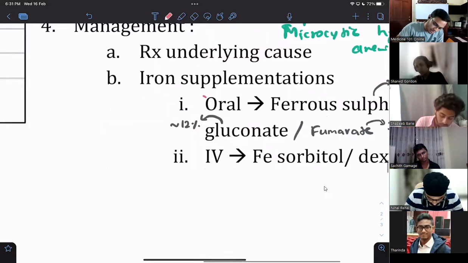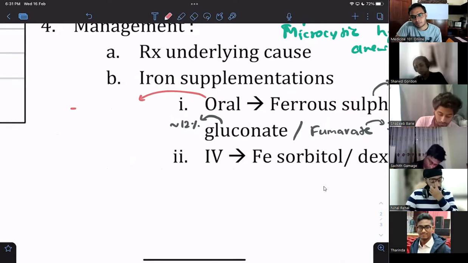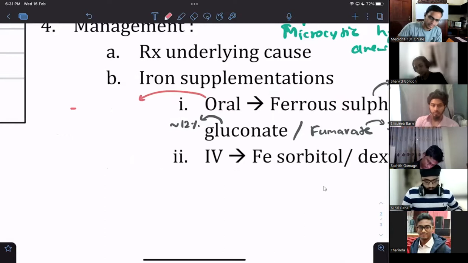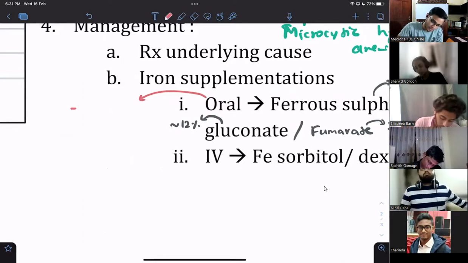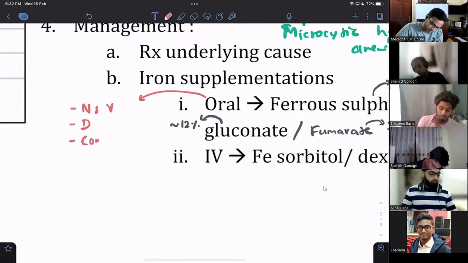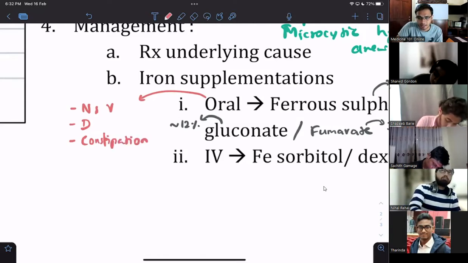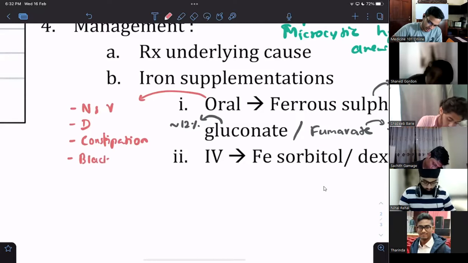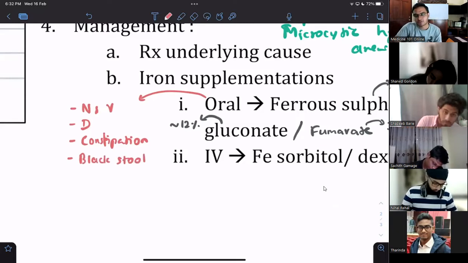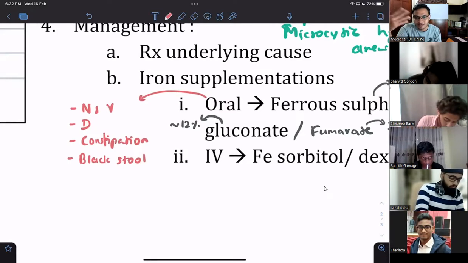Side effects from the oral one, guys, you have to know these because a lot of patients actually complain of side effects from taking iron supplementation. Nausea and vomiting, diarrhea. Some patients complain of constipation, so you can prescribe a stool softener or something like that. And black stools, guys. Black stool just happens because the iron is reacting with your gut microbes. Your gut microbes interact with the iron, so they change the color of your stool.